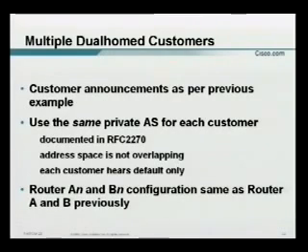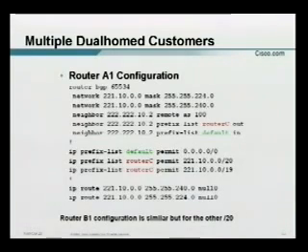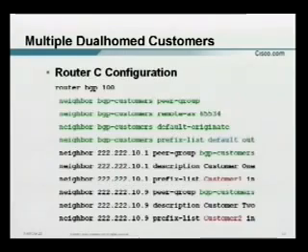Address space isn't overlapping, so there's not a problem trying to do this. We can use the same private AS. It's all quite easy. The configuration we'll give to a customer could be something like that. Again, we announce the customer address block, and then we subdivide the address block in any way we like. So here I've announced the /19 as well as the /20, or you can cook it whichever way you wish.